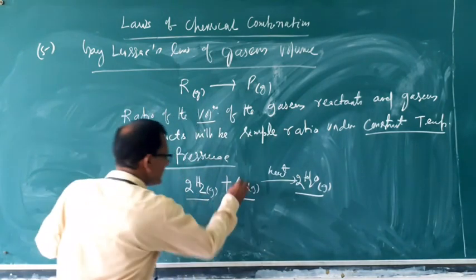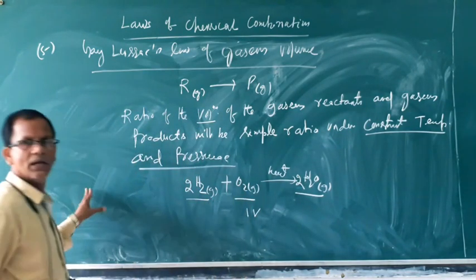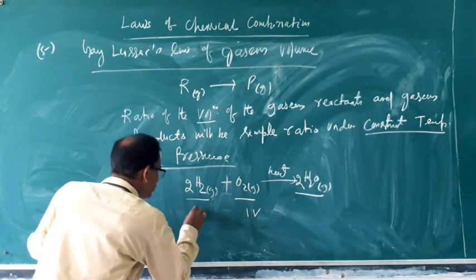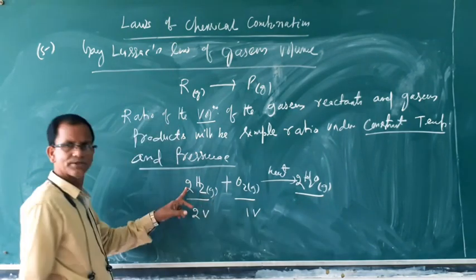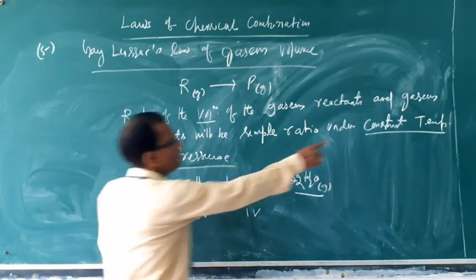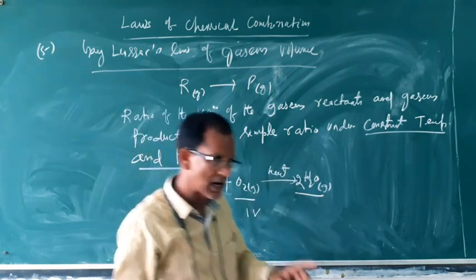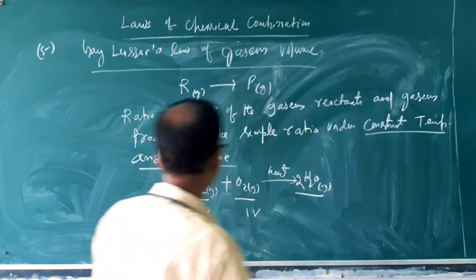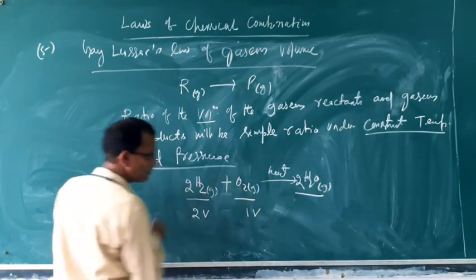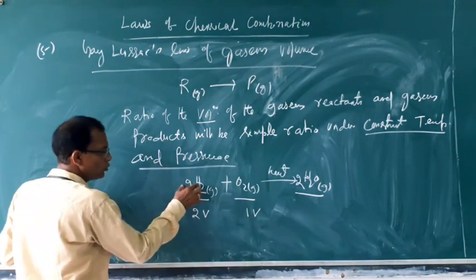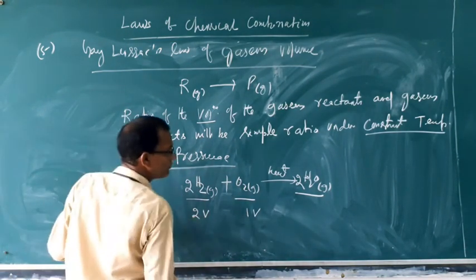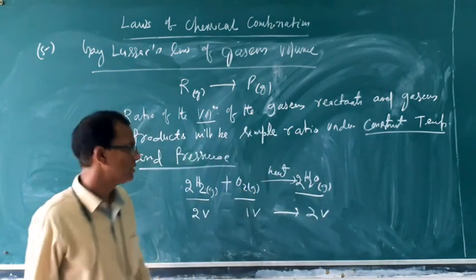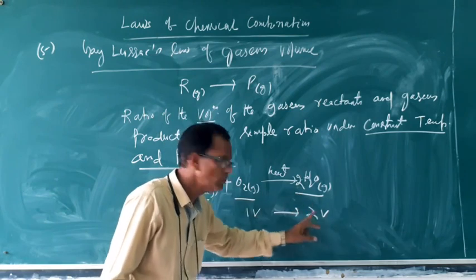Let the volume be 1V. It will be 2V because 2 times. As per the law, when temperature and pressure are constant, equal volume contains an equal number of molecules. Here 1 molecule, let volume be 1V. Here 2 molecules, 2 multiplied, 2 volumes. Here in the product, 2 water means 2 volumes. Number of water is 2, twice, so volume will be 2V.